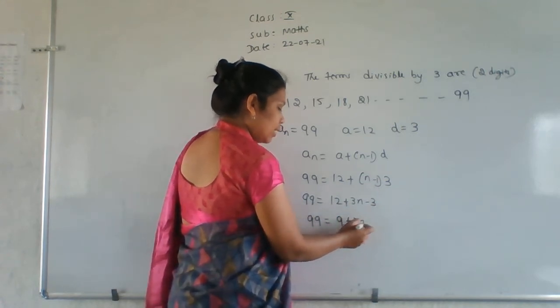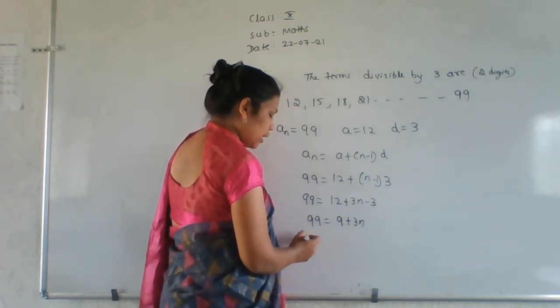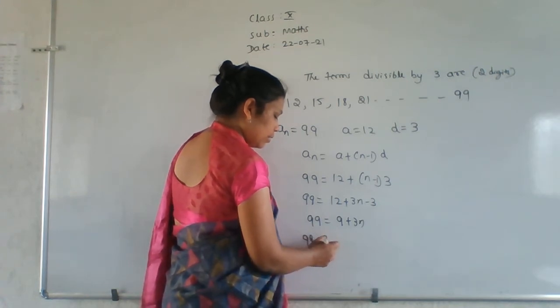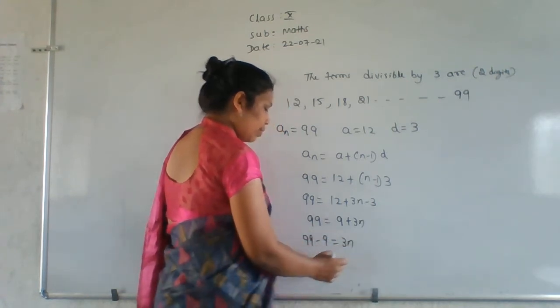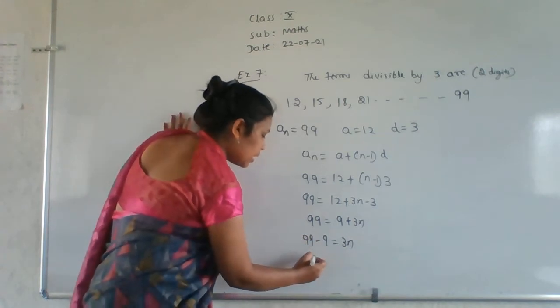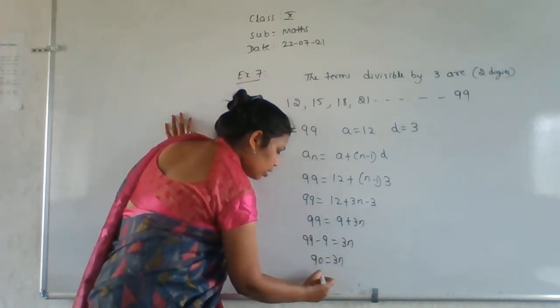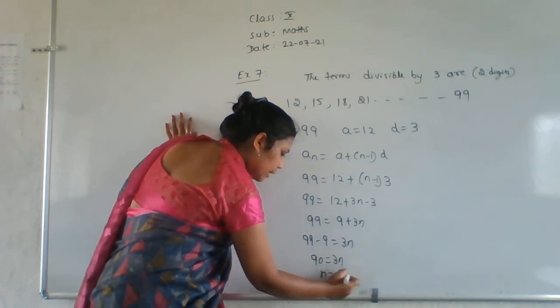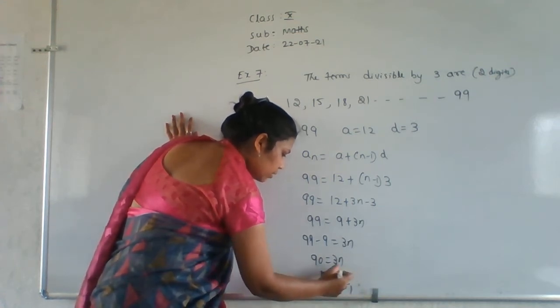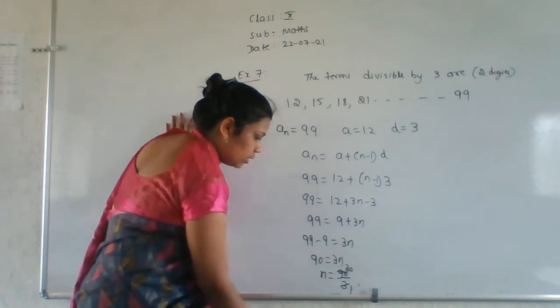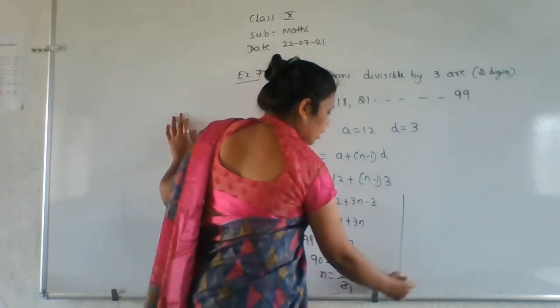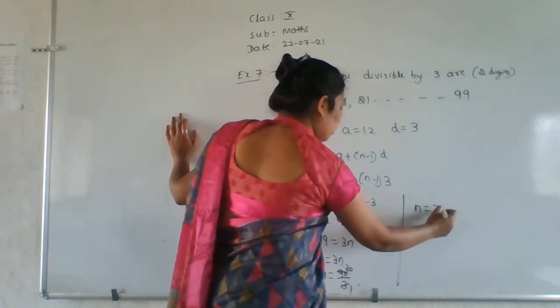9 plus 3n. Take 9 to the LHS side. That is 99 minus 9 is equal to 3n. Okay, 99 minus 9 is 90, that will be equal to 3n. And what is the value of n here? 90 divided by 3. 3 ones are 3, 3 threes are 9. Okay, so now we are getting the n value as 30.